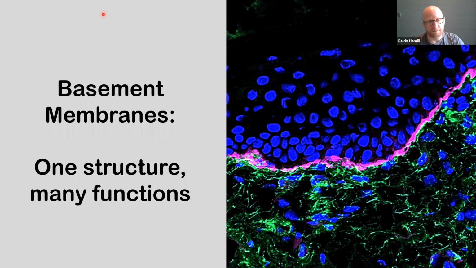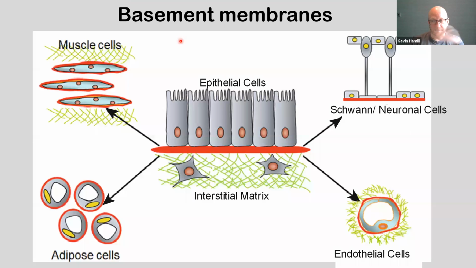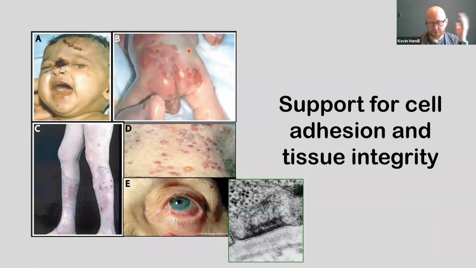You probably learned about basement membranes when you were in school. They're the point that sheets of epithelial, endothelial, nerves and muscles attach to, that provide that barrier layer between the sheets of cells and their underlying matrix. And they are ubiquitous, they are everywhere, and they do lots and lots of things. Now, the fundamental thing that they're best known for is the attachment site, providing that support for cell adhesion and tissue integrity.